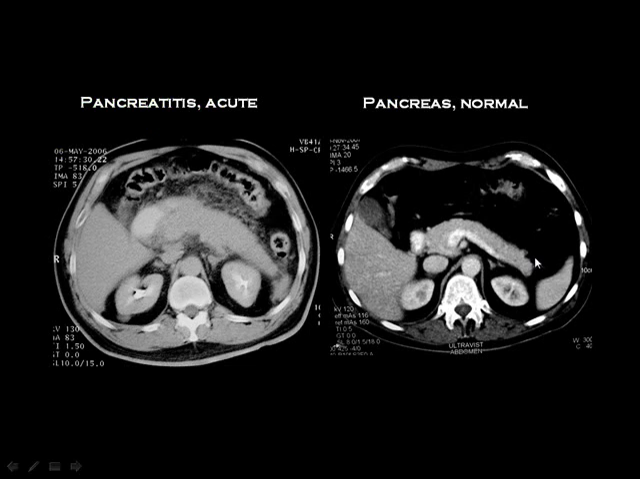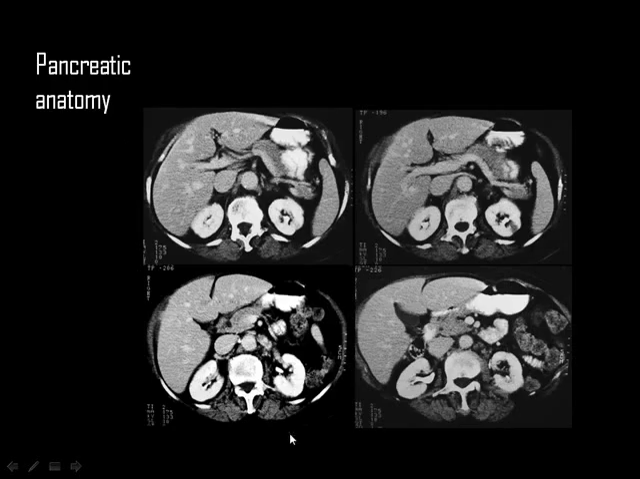In normal cases, you see the pancreas with clear fat around the pancreas. But here you see the pancreas which is swollen and the fat is congested. You see the fat is dirty, filled with opacities which represent the congested veins, the inflammatory tissue, and in this case of acute pancreatitis.